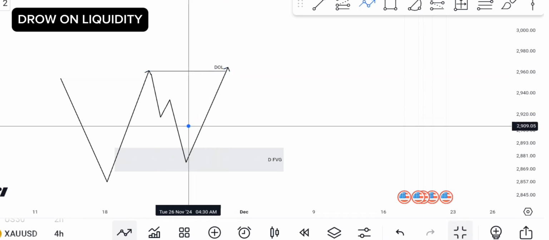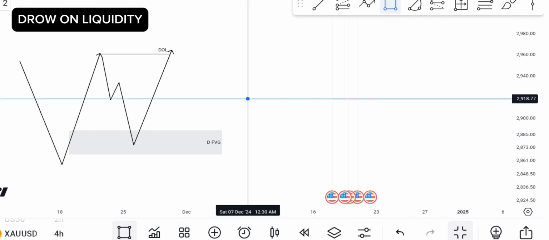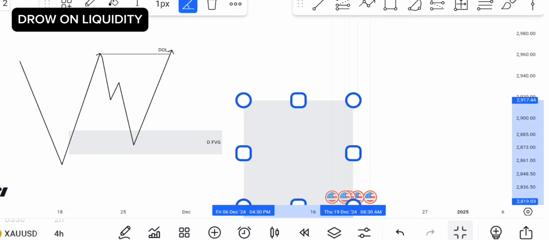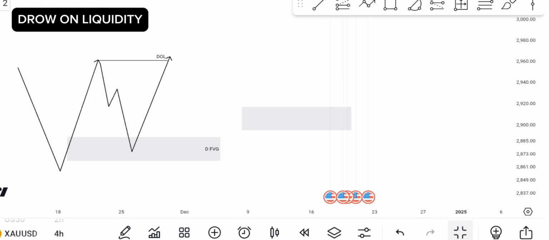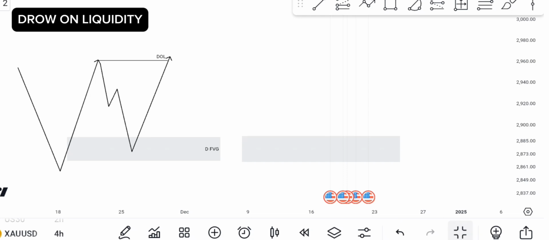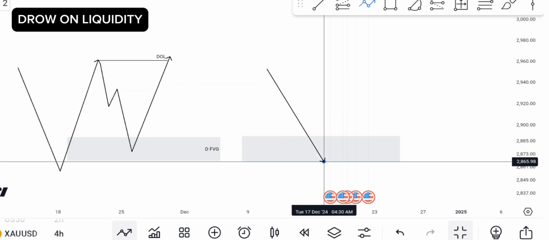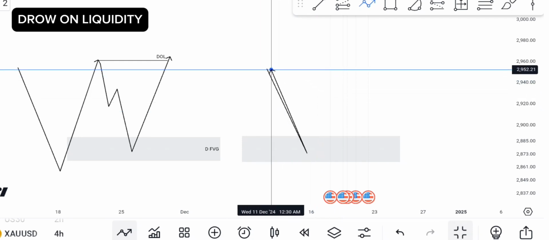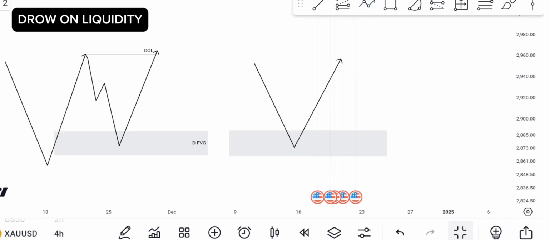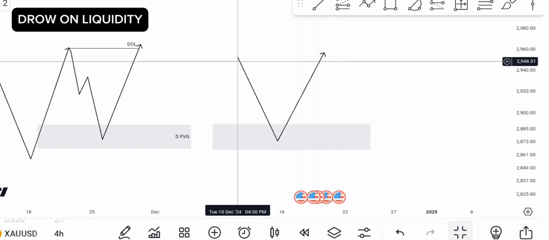Simply understand what draw on liquidity is. If we find any kind of fair value gap, daily or weekly, use these two time frames for the fair value gap: first daily, second weekly, you can use both. Find a daily or weekly fair value gap, and if price taps this, this swing high will be your draw on liquidity. If price comes to this fair value gap, it will go to this swing high point. This is your draw on liquidity.